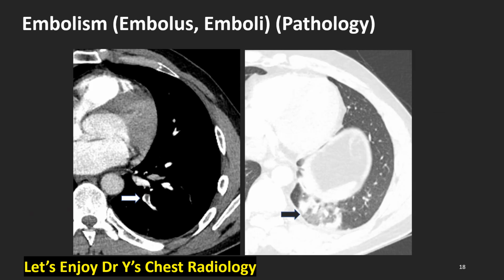Embolism, embolus, emboli, pathology. White arrow indicates embolism in the left lower lobe pulmonary artery branch. Black arrow indicates infarction area in the left lower lobe.